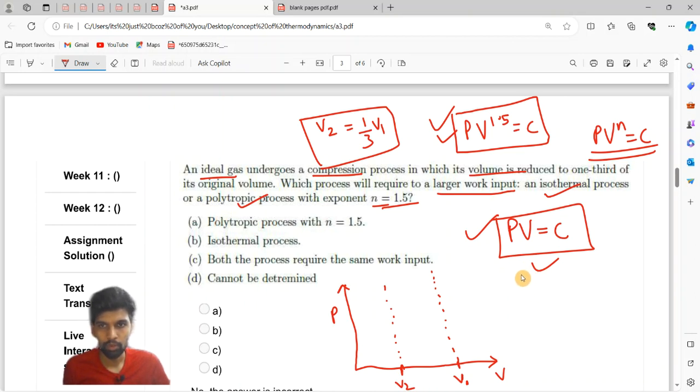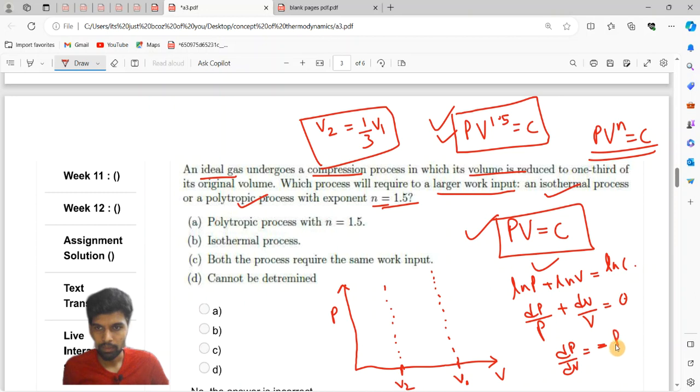So what we can do is take log on both sides. So ln P plus ln V is equal to ln C. So it will be easier to differentiate. Differential of ln P is dP by P, differential of ln V is dV by V, and the sum is 0. So dP by dV is nothing but minus P by V.